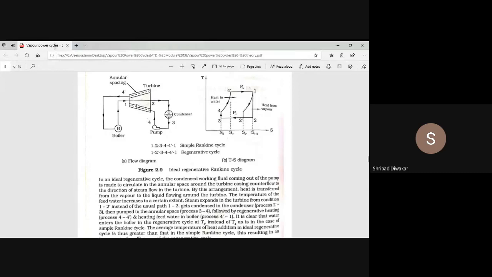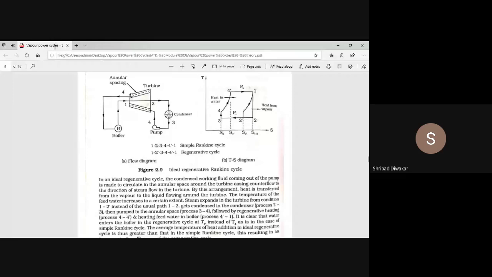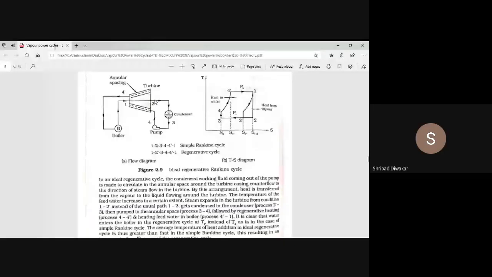Okay, so when the water in the surrounding area comes in contact with the steam, it gets heated up. Inward you take it as 4, and outward you take it as 4 dash. 4 dash is your regenerative work. This is your circular structure or annular spacing. Take the entry as 4 and exit as 4 dash.